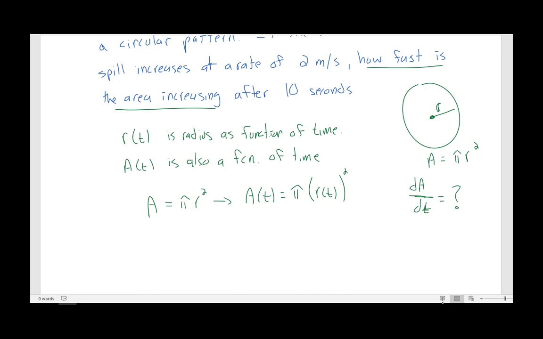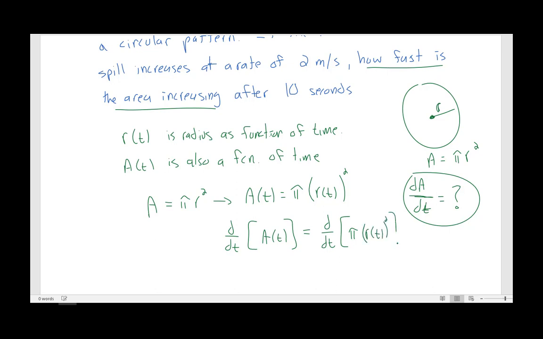So what we're being asked is how fast is the area increasing? So there's our derivative of area, like we talked about over here. Our implicit differentiation, like we talked about in that prior video, says what we're going to do is differentiate with respect to time both sides of my equation. I'm going to differentiate with respect to time the left-hand side, and I'm going to differentiate with respect to time the right-hand side. So this involves an implicit derivative.